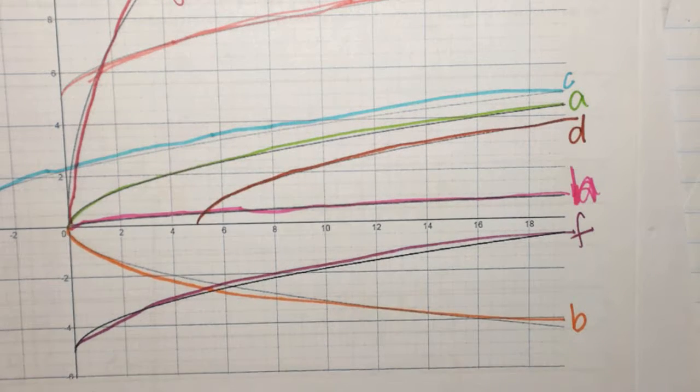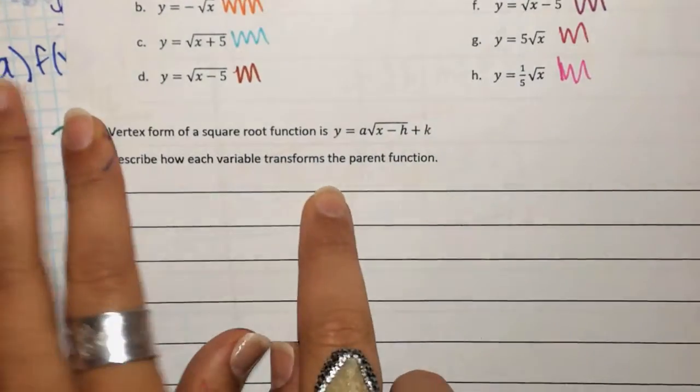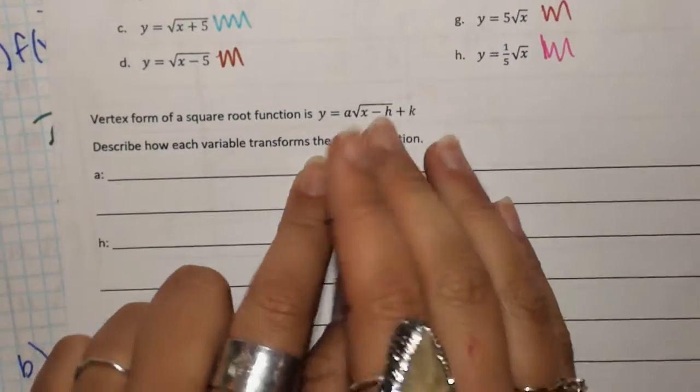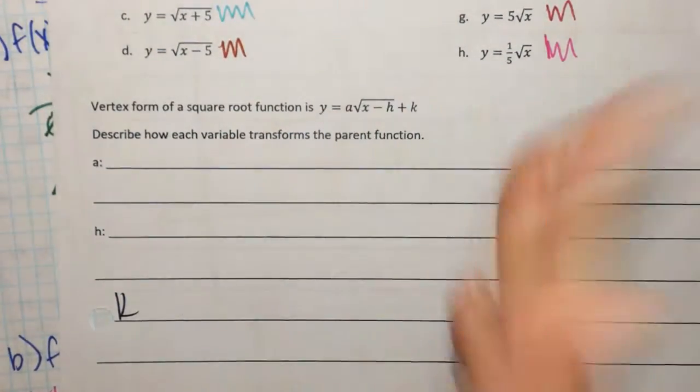The next part, and what you're going to do, you have 2 parts for homework. You have to finish this where you tell me what happens and then answer the thing on the back. And then you have a worksheet where you're going to have to graph. Now, this says, describe how each variable transforms the parent function. So we're going to do A, H, and K together.